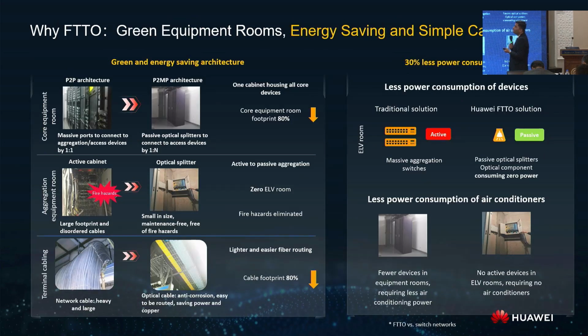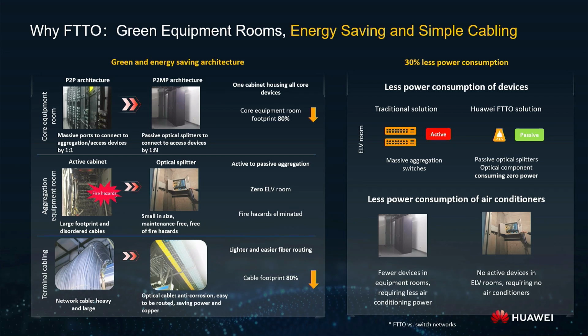Second is the green equipment. As I earlier mentioned, in the main IDF room, you don't need so many devices. At the same time, at the aggregation layer, you don't have any active device. You don't even need any IDF room; the splitters can be installed anywhere as per your physical infrastructure. And the third one is the simplified cabling.